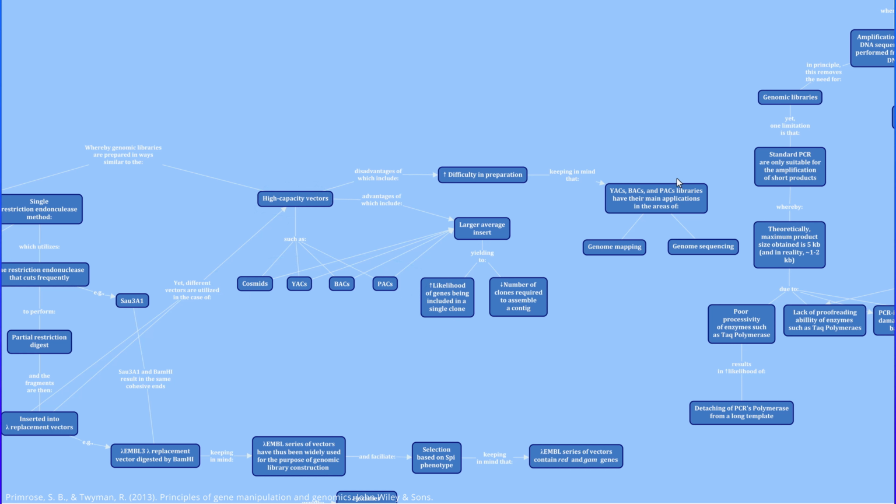What you have to keep in mind is that YAC, BAC, and PAC libraries have their main applications in genomic mapping and genome sequencing. In addition, however, there are advantages of high-capacity vectors, so you get larger average inserts, and this yields an increased likelihood of genes being included in a single clone. I've discussed this earlier, but also a decreased number of clones required to assemble a contig.